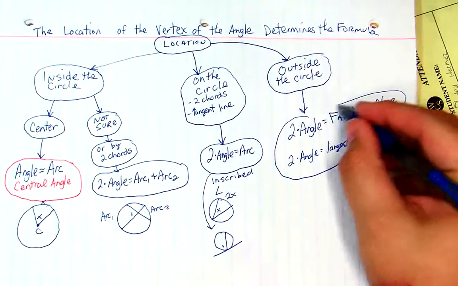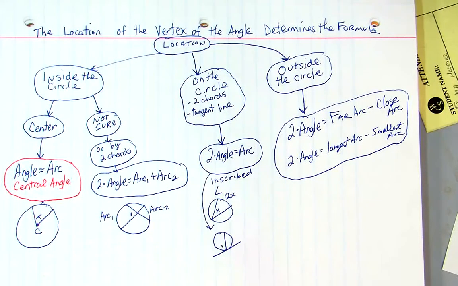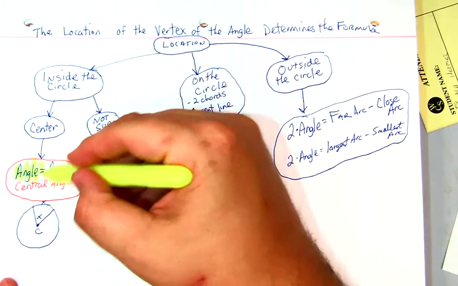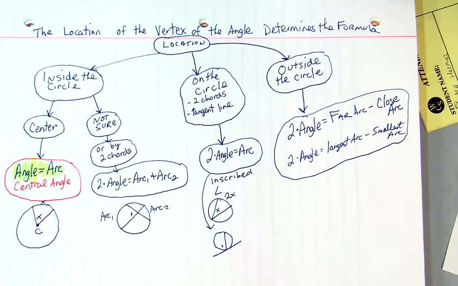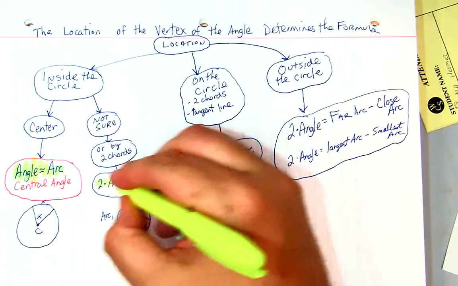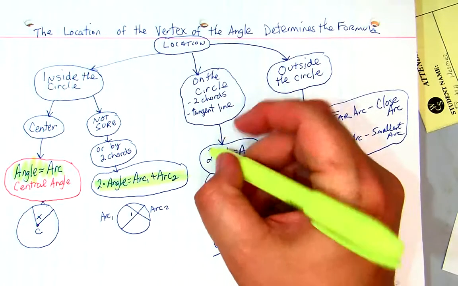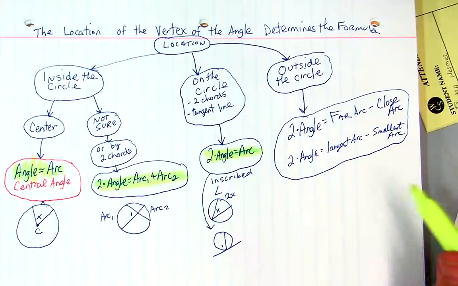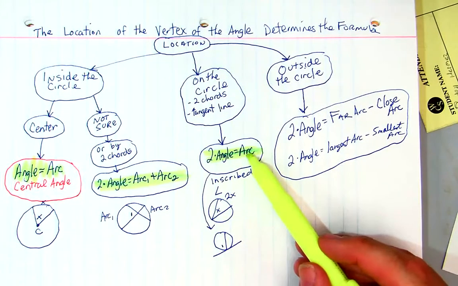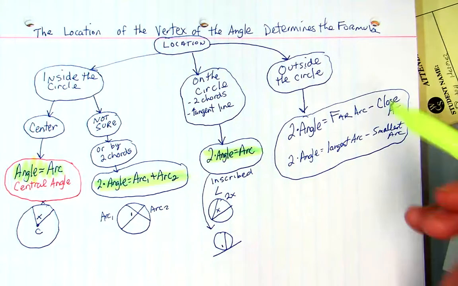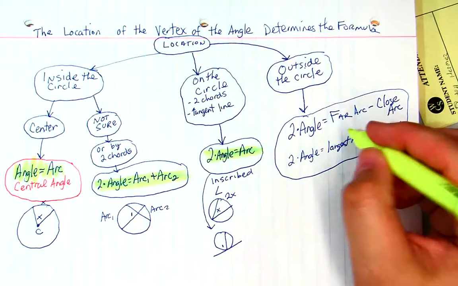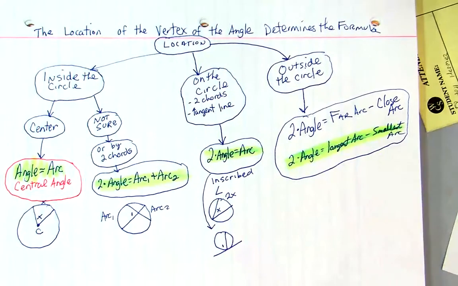And they're the same formulas. They're the same thing. So the formulas you're going to use: that one is your angle is equal to the arc for the central angle. That one's 2 times the angle is equal to arc 1 plus arc 2. If it's on the circle, you're just going to have 2 times the angle is equal to the arc. And if it's outside the circle, you're actually going to subtract the arcs. So inside you add, outside you subtract.